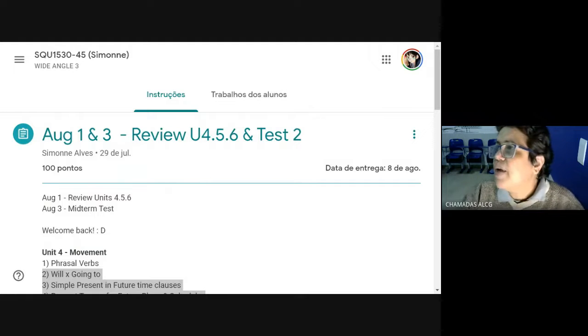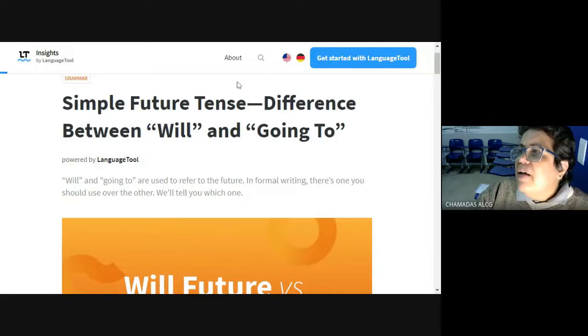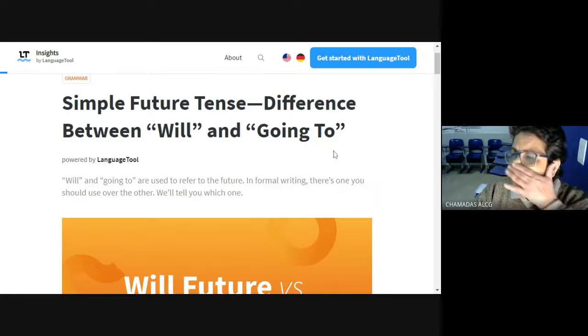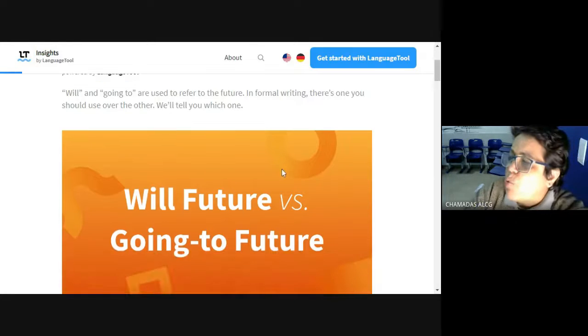Let me show you this one. I will share the screen, okay, so you can see the difference. Okay, can you see that? Yeah, this is a site that shows us the difference between will and going to. So here, we use will and going to refer to the future. In formal writing, there is one you should use over the other. And then here they will tell us which one.